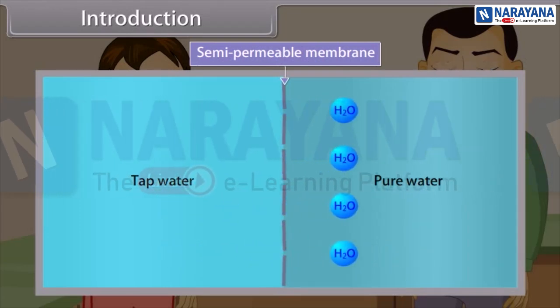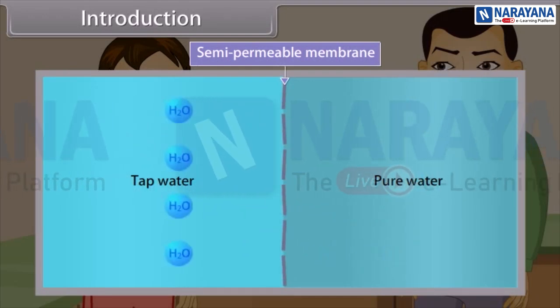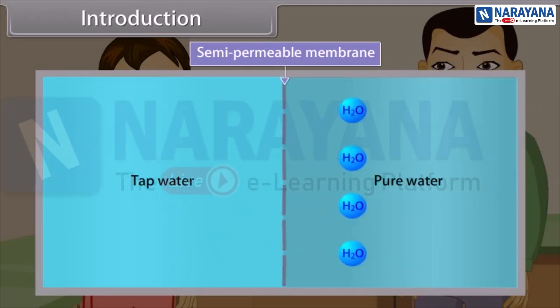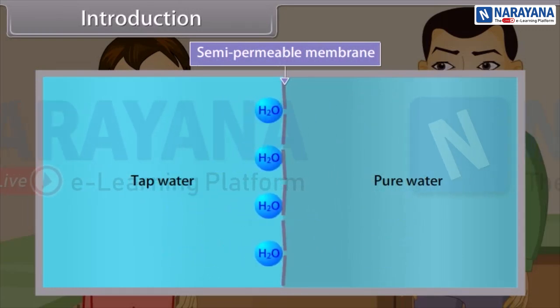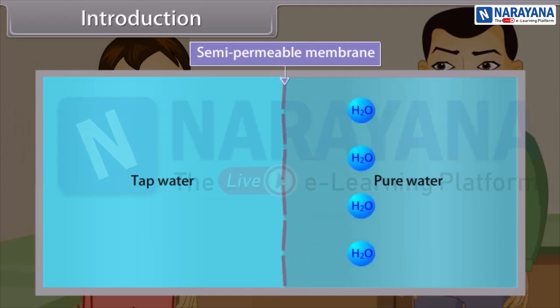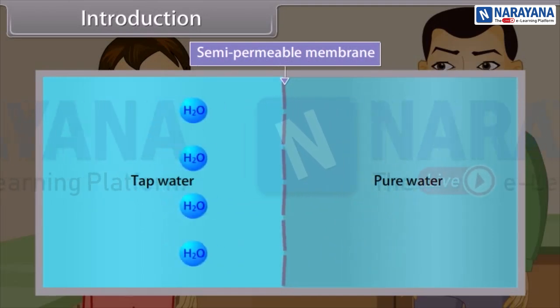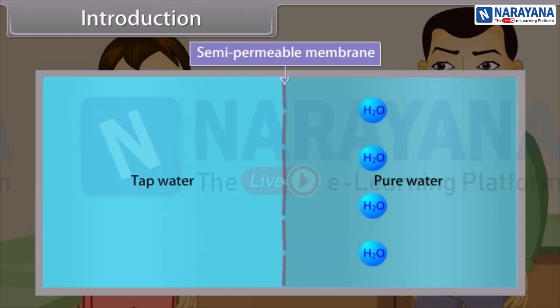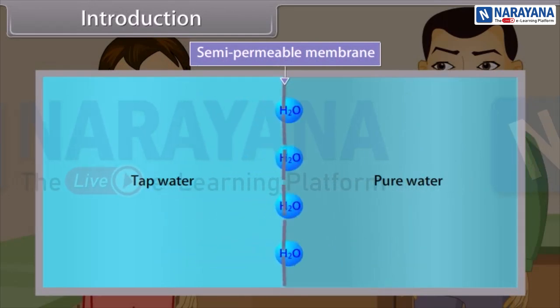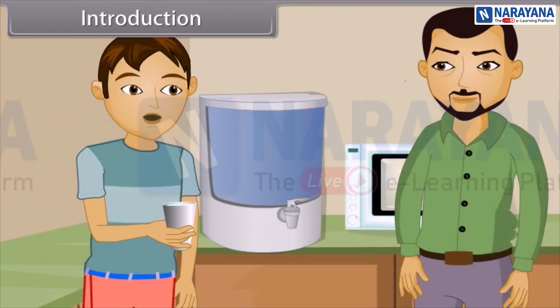RO purifier has a semi-permeable membrane, which allows only water molecules to pass through it, and other molecules cannot pass through the semi-permeable membrane. The tap water acts as a solution and pure water acts as a solvent. The membrane allows only solvent molecules to pass through it. Okay, Father. Now I get the answer to my question.